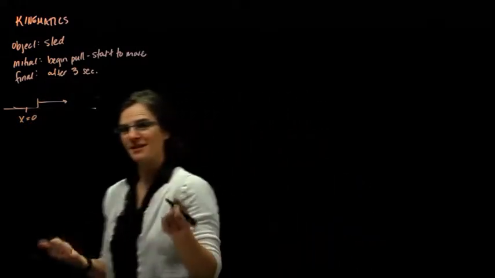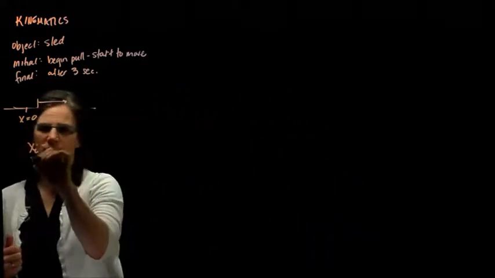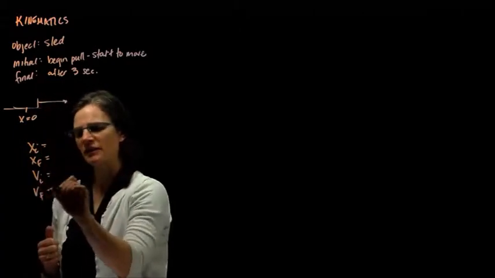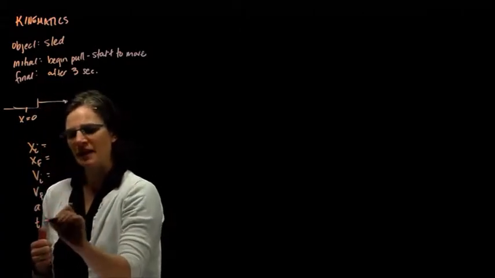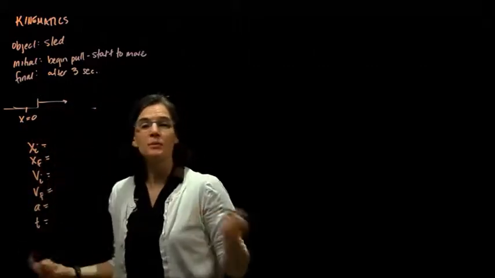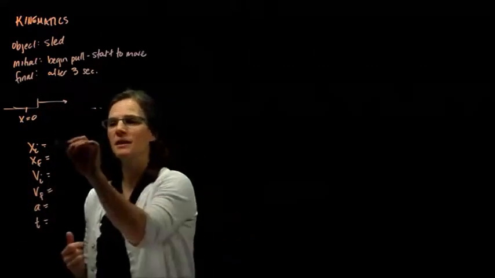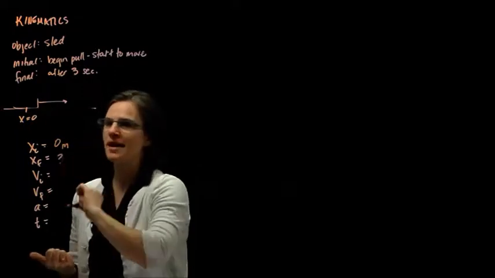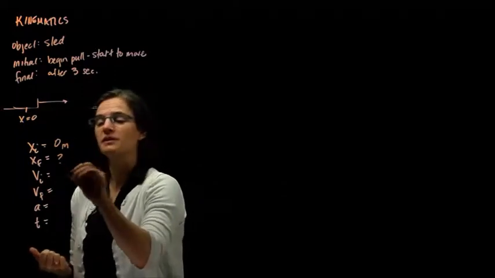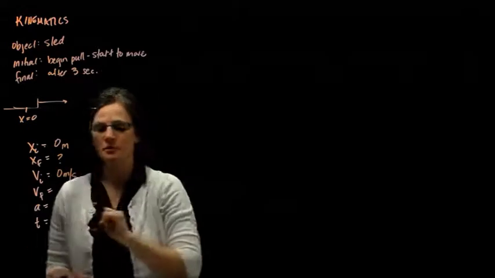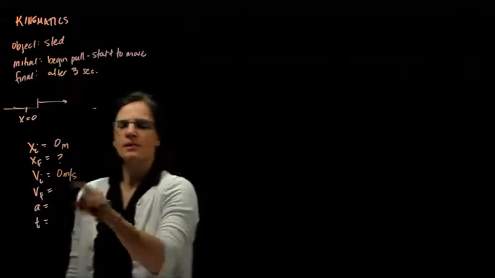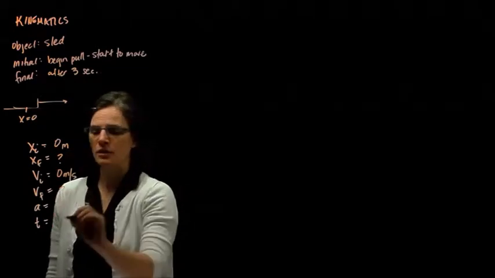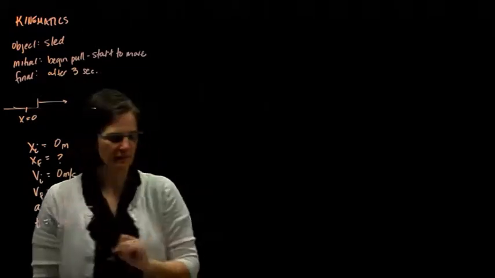Okay, so next step is our list. Initial and final position, initial and final velocity, acceleration, and time. So when it begins to pull, where's the sled starting? Well, it's at that 0. I've defined it at that 0. And we don't know where it ends. It starts from rest according to the problem, so we have 0 meters per second. We don't know how fast it's going. We're not given the acceleration, but we know we're interested in 3 seconds.